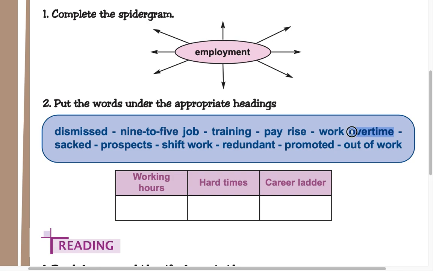By overtime, we have over in many words, which means more than what is the norm. So overcrowded, overpopulation, and here we have overtime to work, when more time than usual. To be sacked, as we've seen the word sack, to sack someone, to fire someone, to tell them to leave, maybe permanently. And I think that goes under hard times.